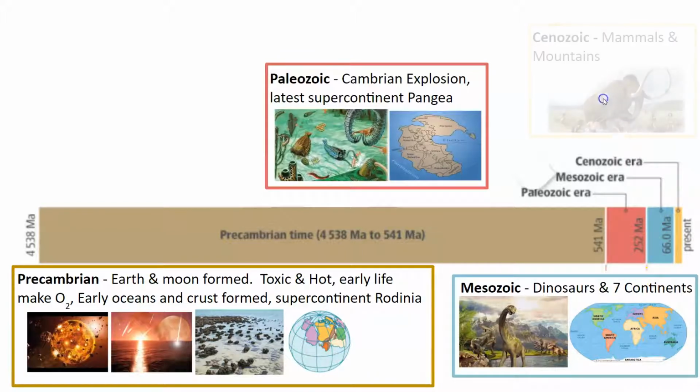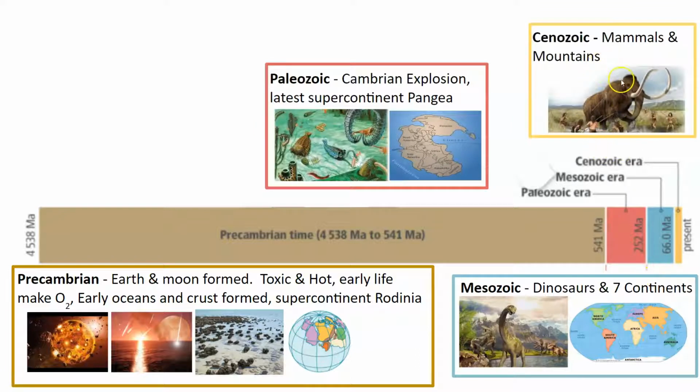And then finally, we have the Cenozoic. And 2 major things that happened there, we had mammals that sort of evolved, and the formation of our mountain ranges, like the Rocky Mountains or the Himalayas.